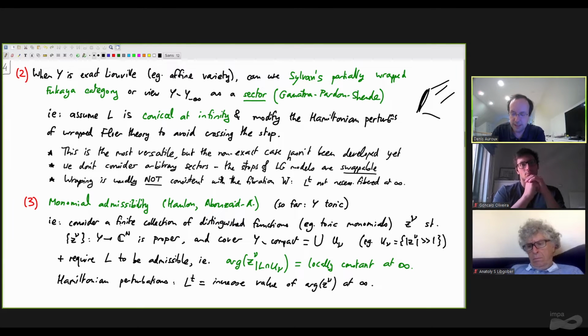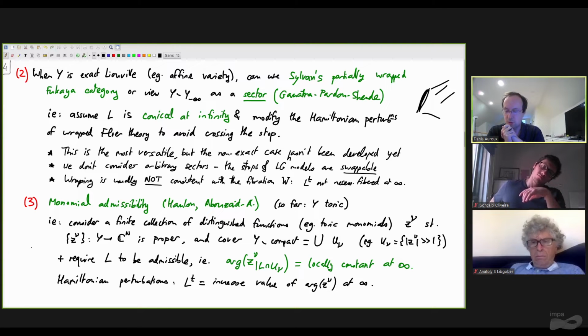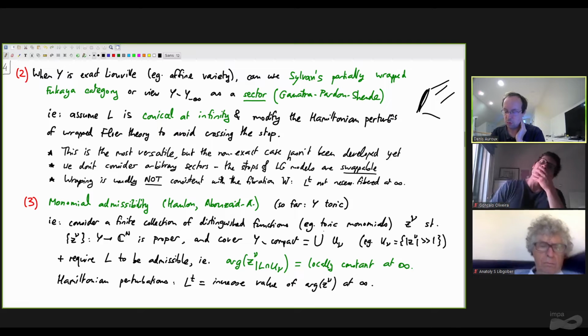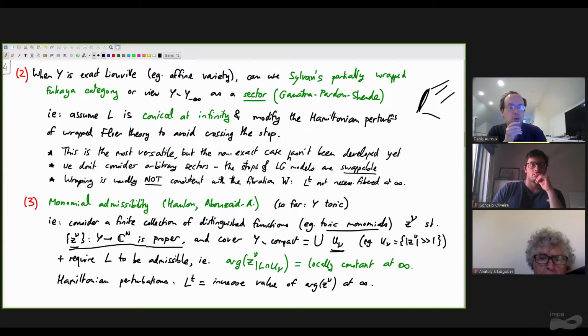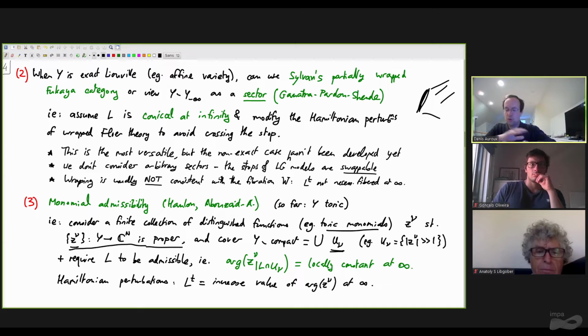So the idea here is to control the behavior of Lagrangians by having a certain collection of distinguished holomorphic functions, say if we're in a complex world. For example, this might be toric monomials, which together define a proper map into some vector space. So there's enough such things to control every direction at infinity. And for each of these functions z^ν, we'll associate an open subset U_ν, such that these things altogether cover infinity.